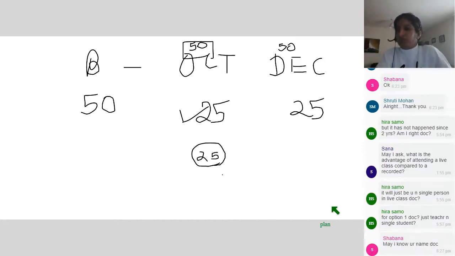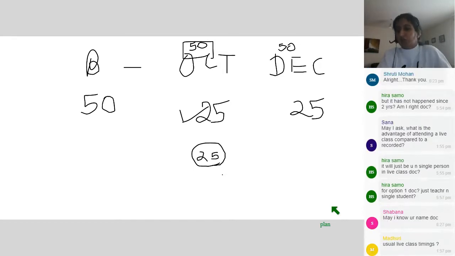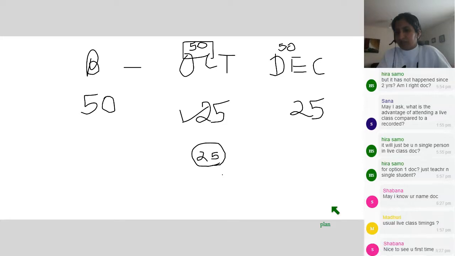No, no, no. It will be a group. In option one also there will be a group, guys. But now see, you're a group of 12 people, right, Dr. Hira? Now, in this group, say Dr. Hira, Dr. Shabana, and Dr. Madhuri are option one students. I'm just giving an example. We have six option one students.